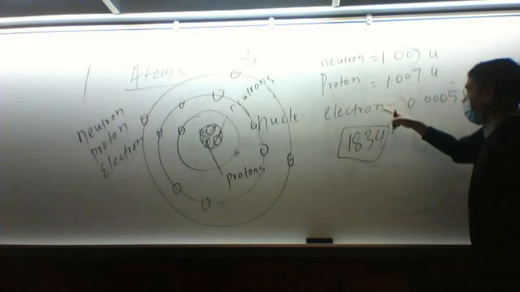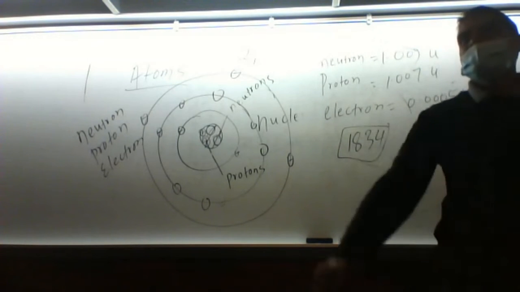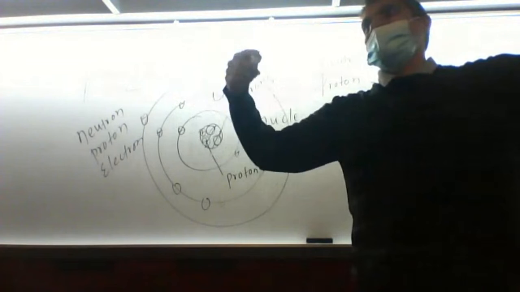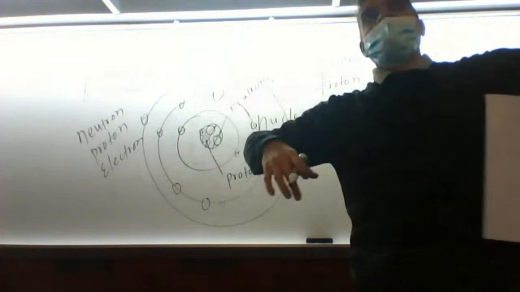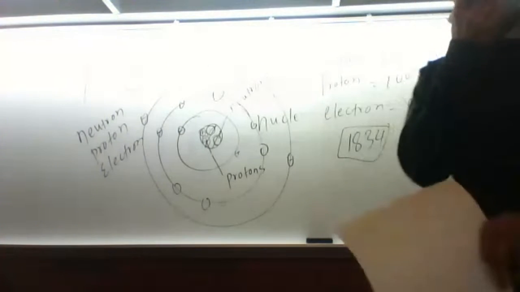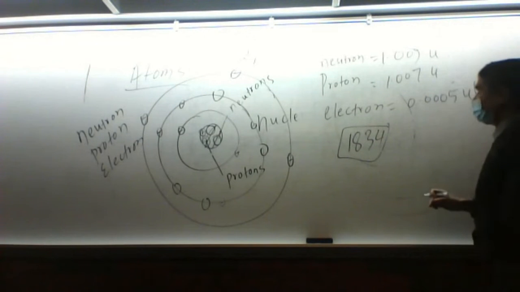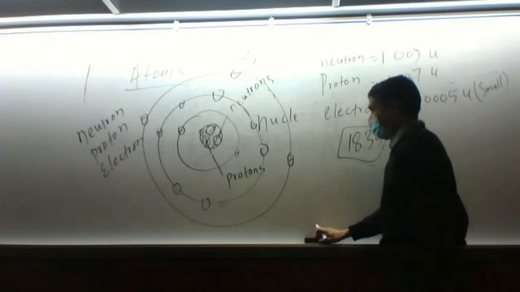So how heavy is the neutron and proton compared to the electron? 1834 times. So if one electron mass is 1 kilogram, neutron and proton are 1834 kilograms. So what is this atomic mass unit? I will talk about this later.